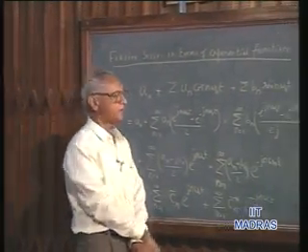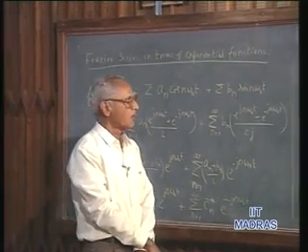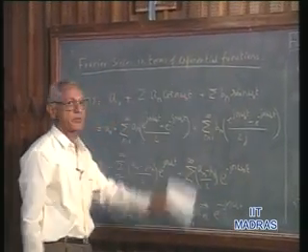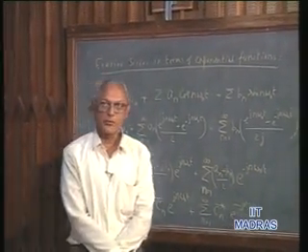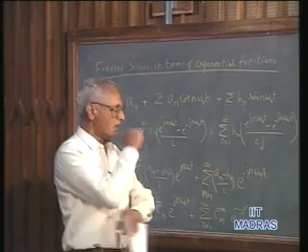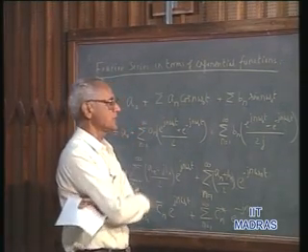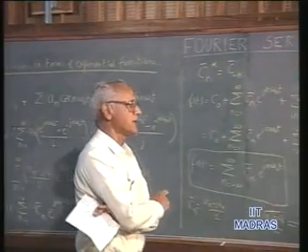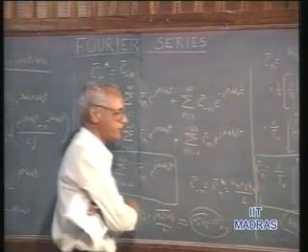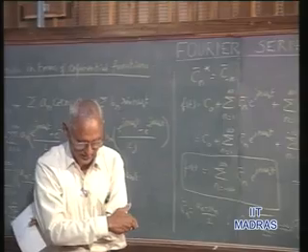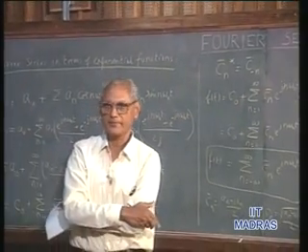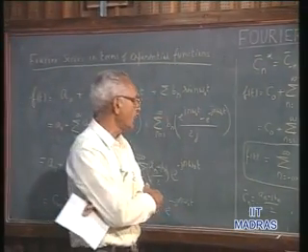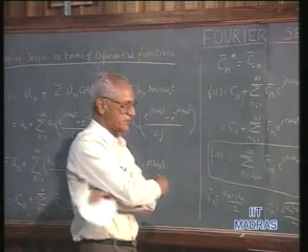What do we observe here? And what are the merits of the exponential form of the Fourier series? First of all, we observe that we have only one single formula for evaluating the various Fourier coefficients. You don't have separate formulas for a0, an and bn. And the notation is very compact.